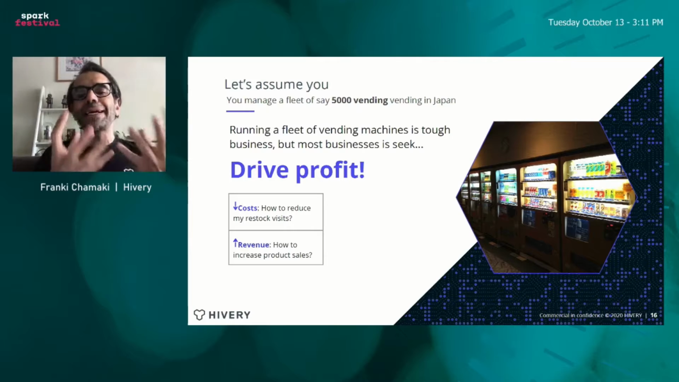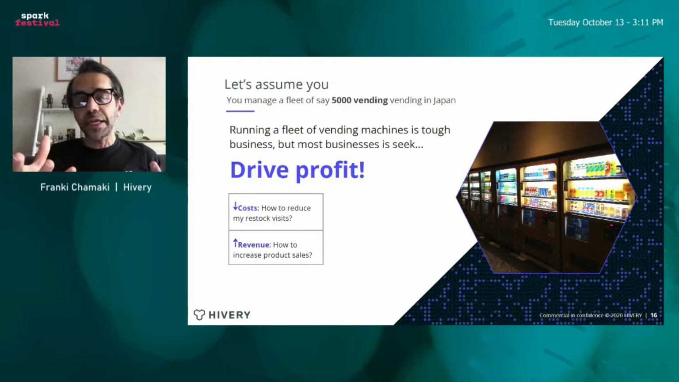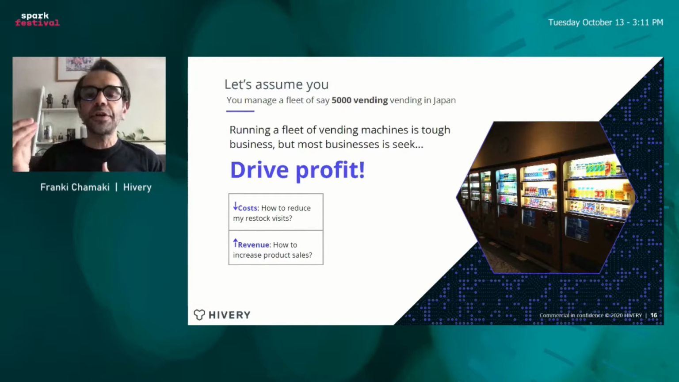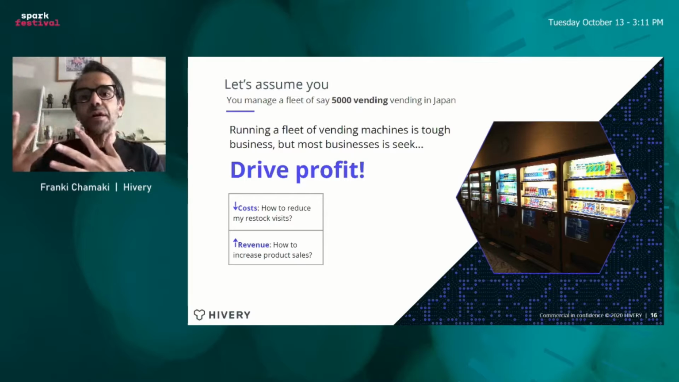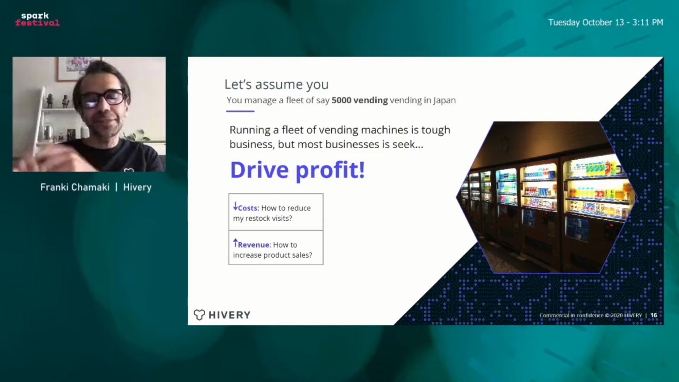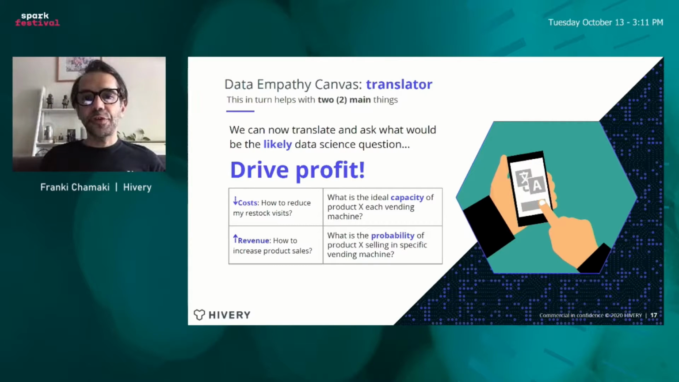But what makes up profit in this case? Very simple. There are other elements, but let's assume you want to reduce costs, no brainer, and you want to increase revenue. The driver for cost is to reduce my restock visits. That's the key one. And in terms of revenue, I want to increase product sales, which means I really need to find out what products should be in what vending machines. So let's dive into this example even further. Now we have our two business goals, which underlie the ultimate goal of driving profit. We can actually translate those two dimensions into a data science question.